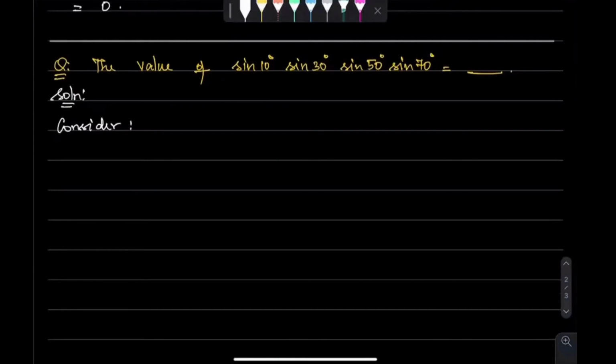Sir, I got 1 by 16. That's what I'm expecting. How do you get that? First, we have to put the value of sine 30. And then we have to take sine 10 and sine 50 together. Very good. And then we have to multiply and divide by 2. Super. Nice. I think you got it.